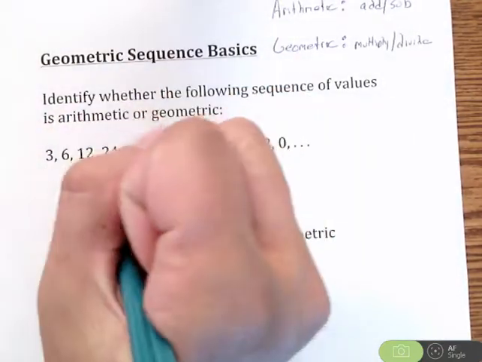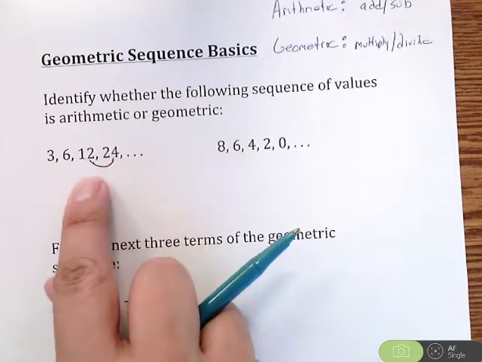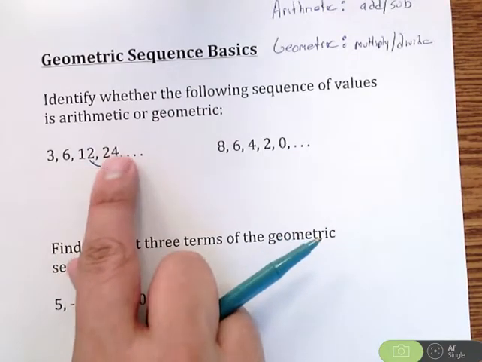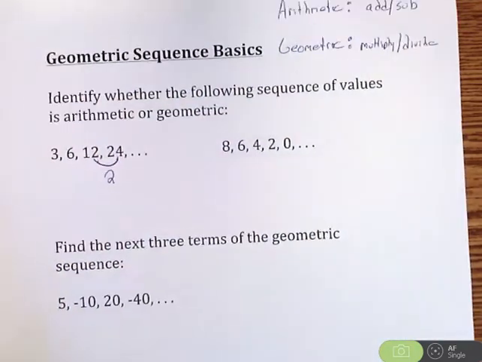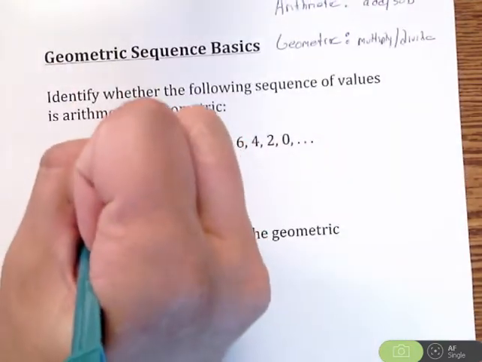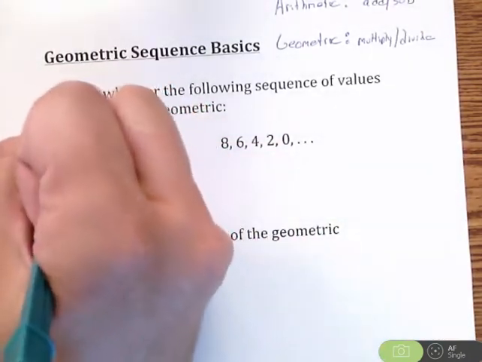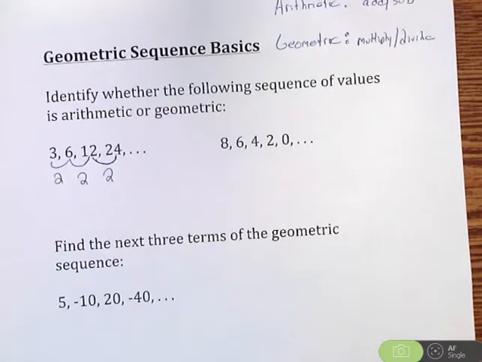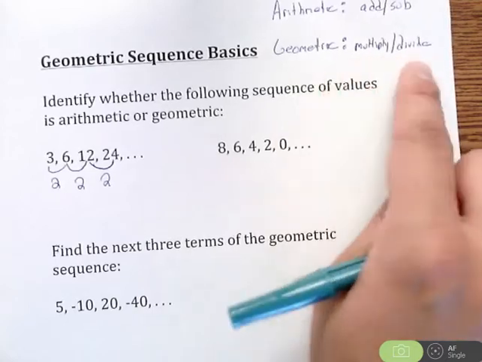We take the right number, which in this case is 24, and divide by 12. 24 divided by 12 gives us 2. We keep working our way back. Then 12 divided by 6 is 2, and 6 divided by 3 is 2. Notice how it's the same number every single time. I divided there, so that's a geometric type thing.